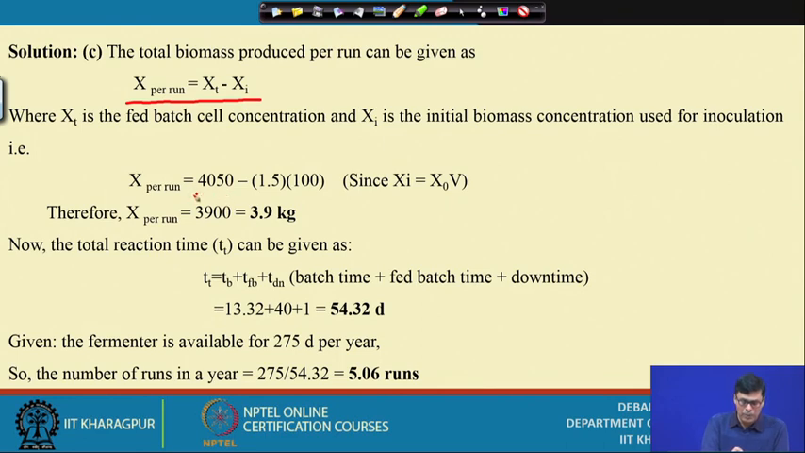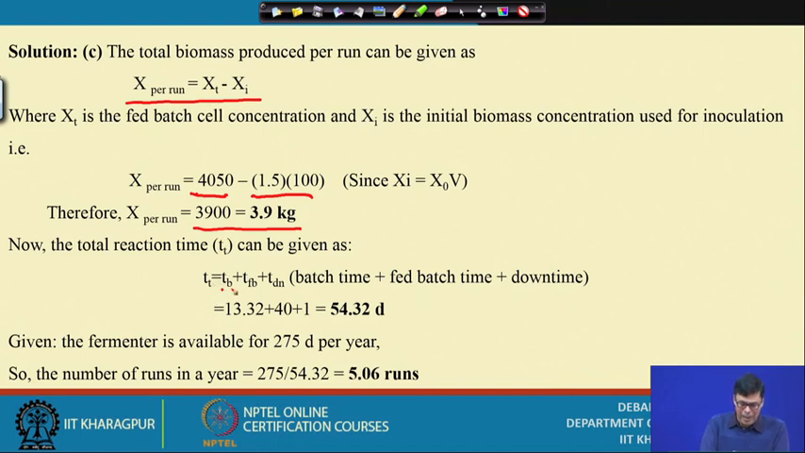We previously found out the cell mass concentration. It is 4.05 kg, that means 4050 gram, and this is the initial cell mass that was present. So, if you multiply that, you will get how much cell mass you produce per run. Now, how many runs can you conduct?